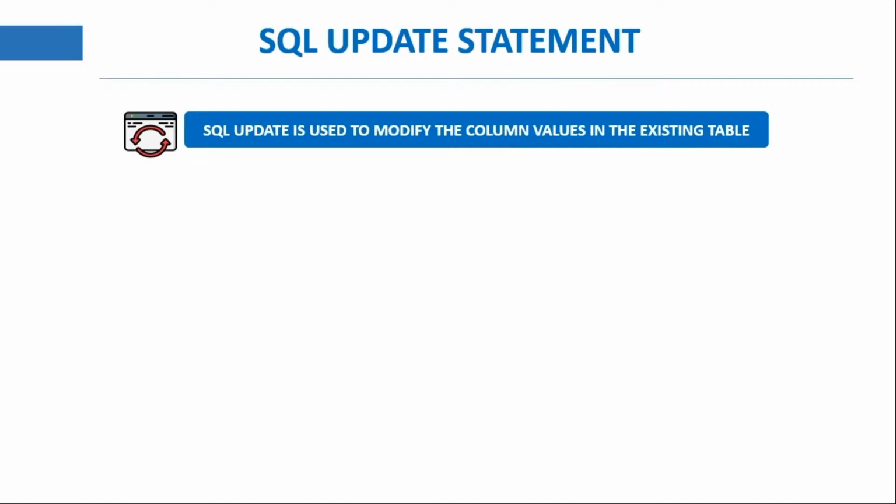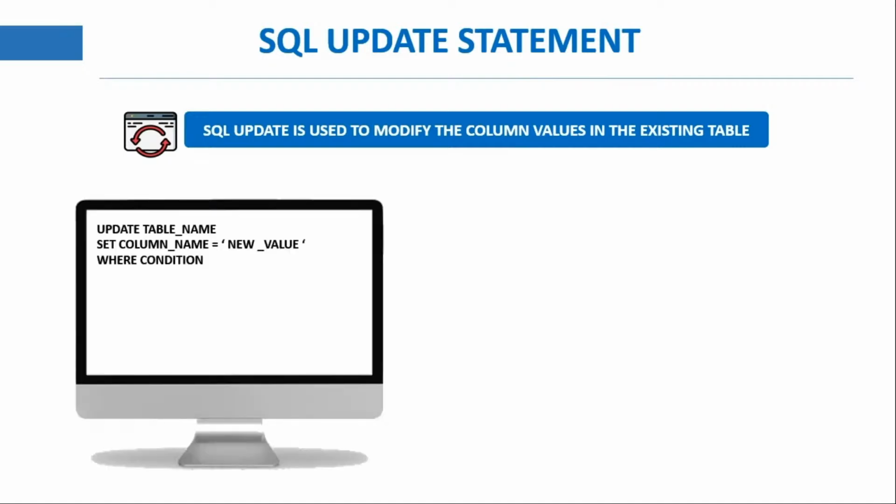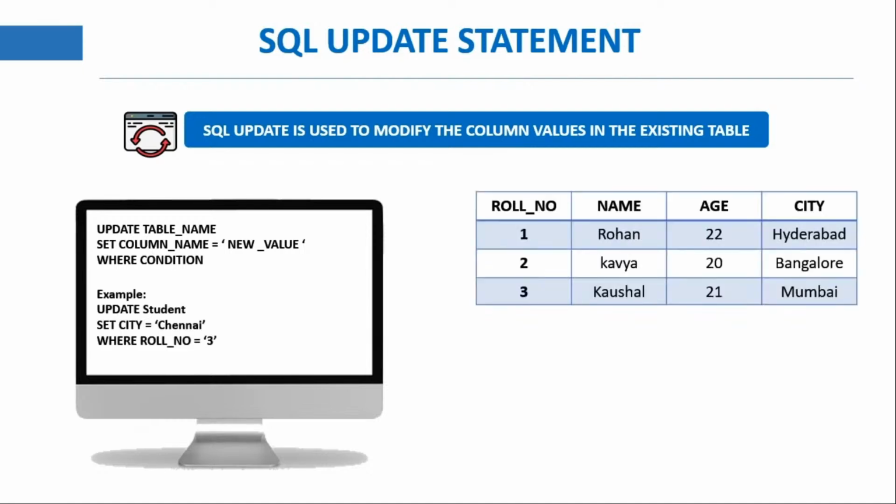Let us understand the syntax of SQL update statement. The syntax is as follows: update, which is the keyword, followed by the table name, and then set column name equals new value, that is the value that you want to change from the previous value. And after that, you have to mention the condition, that is where, and specify the condition. To understand this in a better way, let us take an example.